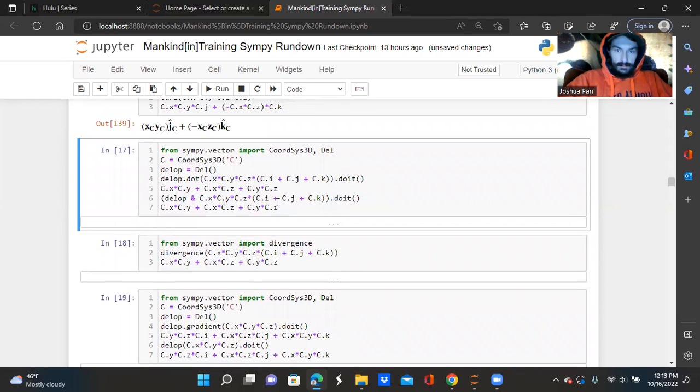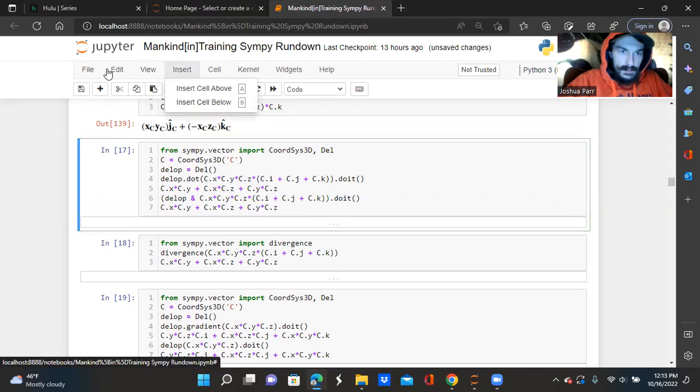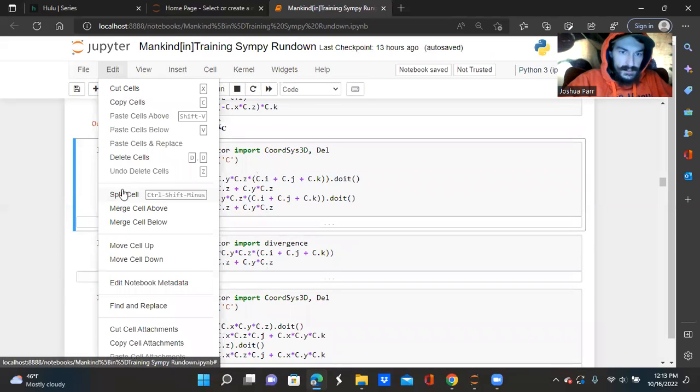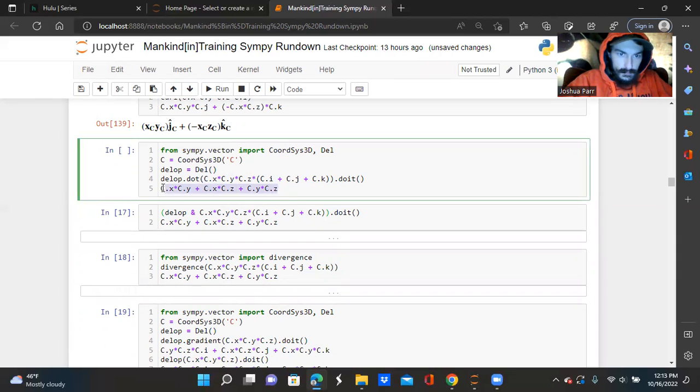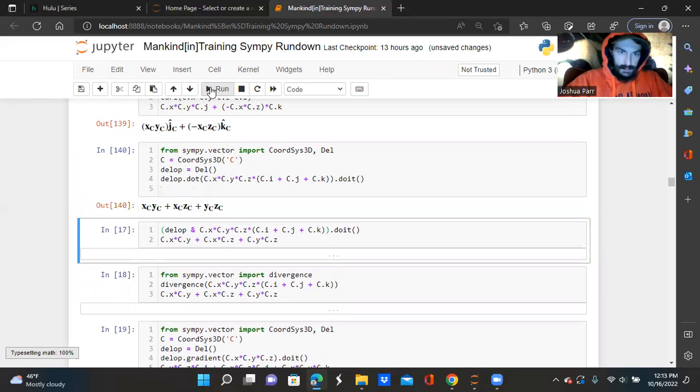So now, what happened here? All right. No, edit. Split cell. I'm not sure what happened there. Okay, now we're going to run that. And we get xcyc plus xczc plus yczc.